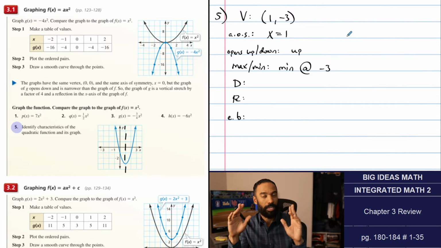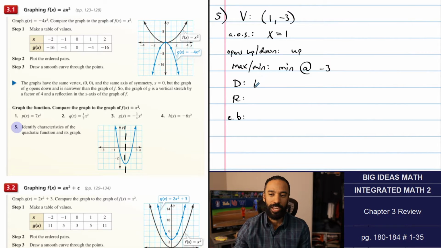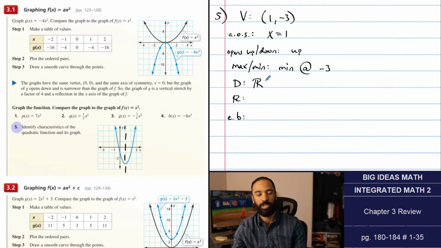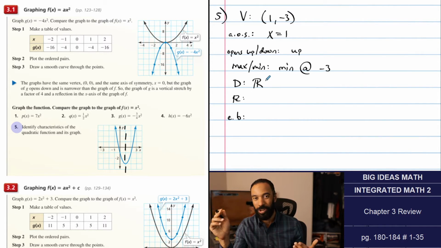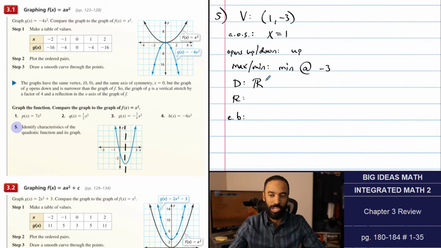There is no maximum. It goes up, but it goes up forever. So there's no maximum, there's no ceiling. The domain is all real numbers. This thing goes as far left and right as the eyes can see. It goes as far left as -1 and as far right as 3 in the window range, but it keeps going forever as it continues to go up.